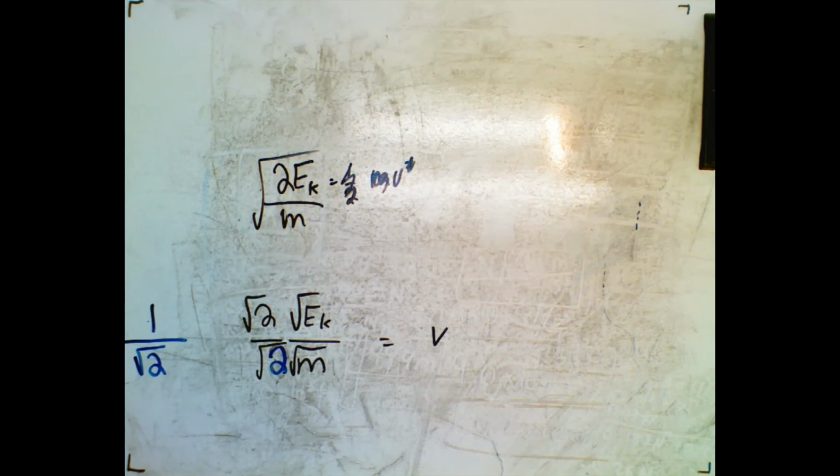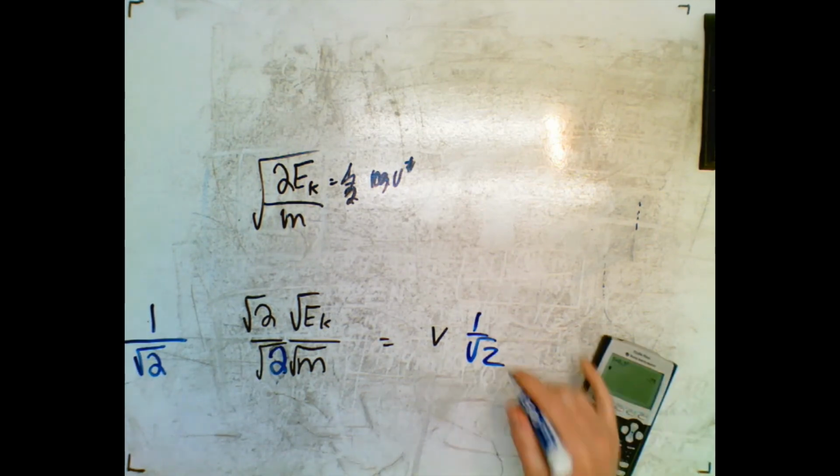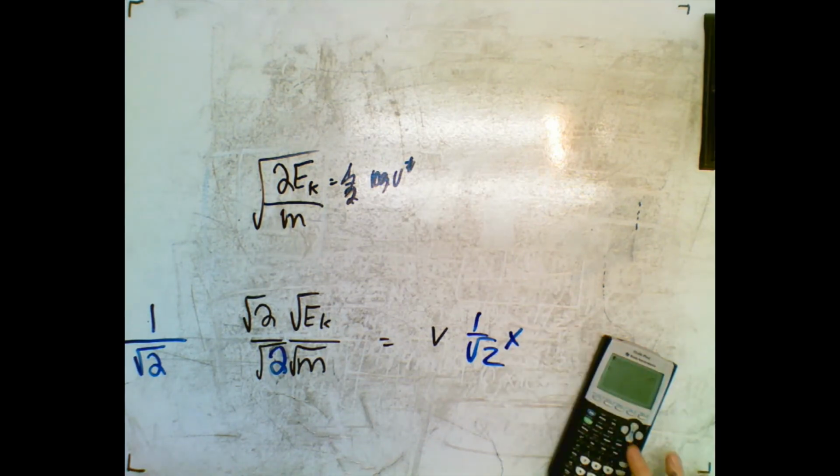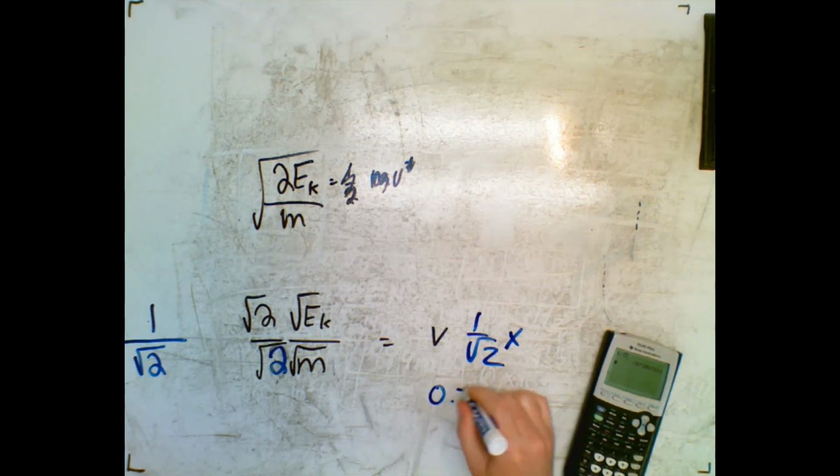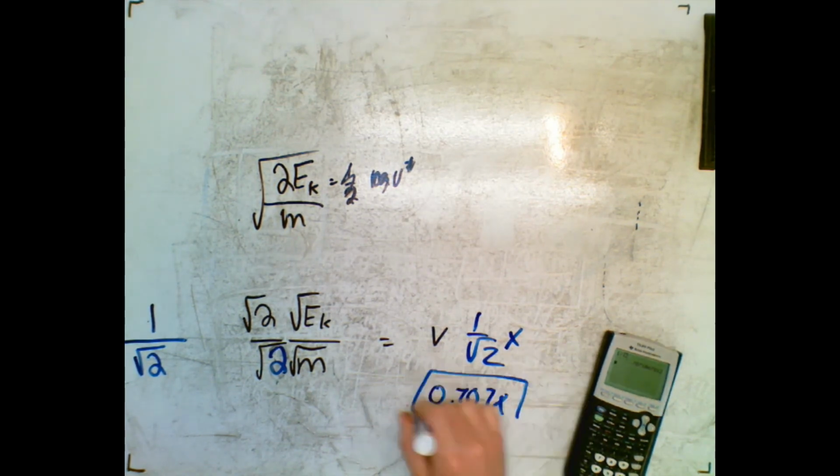So what's going to happen to my velocity? It's going to change by 1 over square root 2 times. Or if I see, well, what is 1 over square root 2 equal? Well, that's 0.707 times as well, if you don't want it to be in decimal form. Okay, so both of those are correct, and that's how you do those.